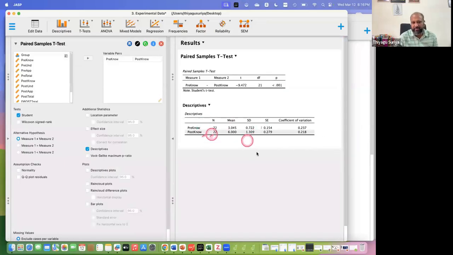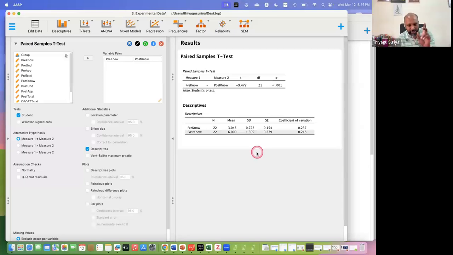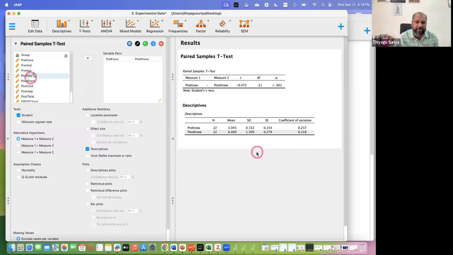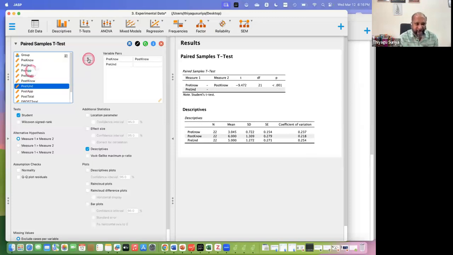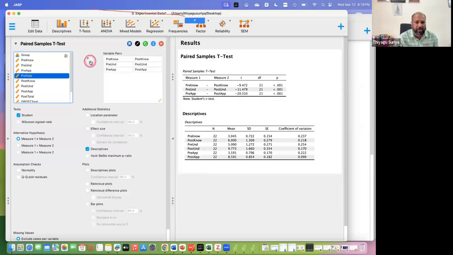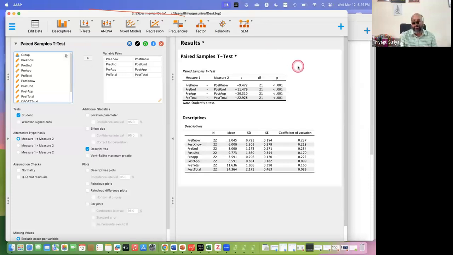Go back to your data view. Now what is the sample size? 22. Is 22 only for whom? Control group. Now I want to compare the pre-understanding, post-understanding. Click this. Pre-application, post-application. Then pre-total, post-total. So I compare all four at a stage, right?